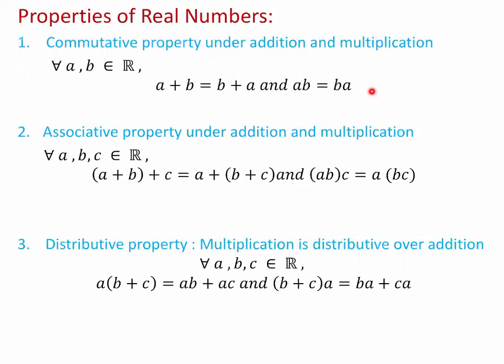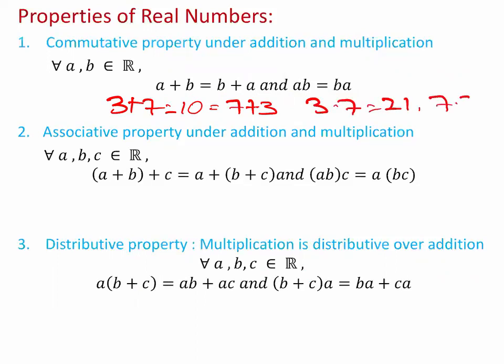For example, 3 plus 7 is 10, and 10 is also equal to 7 plus 3. So the order of adding the numbers doesn't matter. And 3 times 7 is 21, and 7 times 3 is also 21. So this is satisfying the commutative property under addition and multiplication.